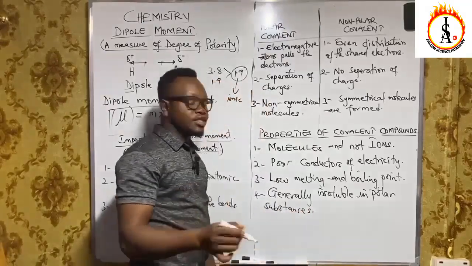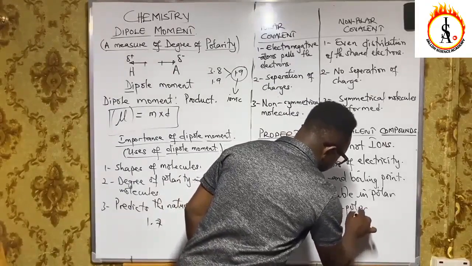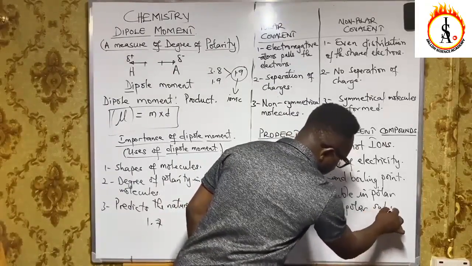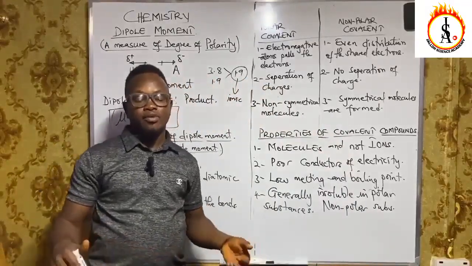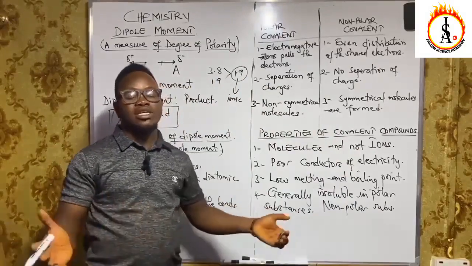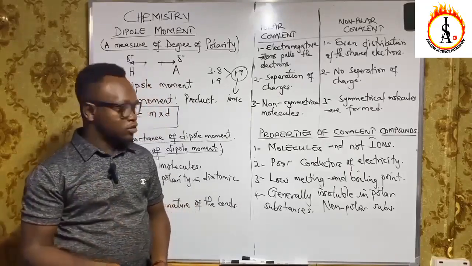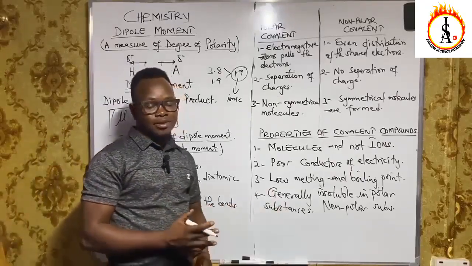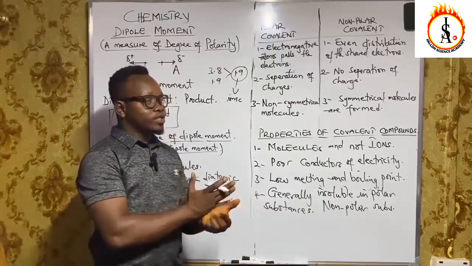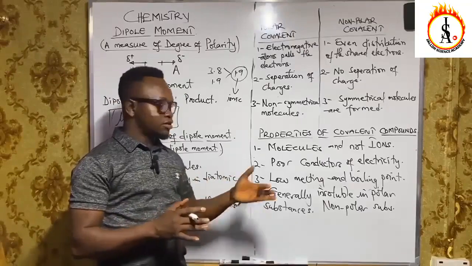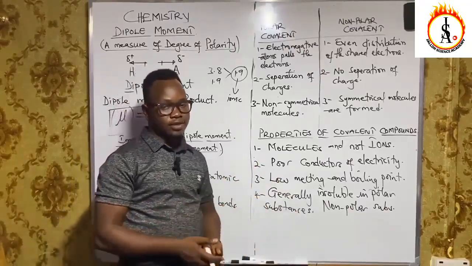Okay, they only dissolve in non-polar substances. An example like benzene, like carbon tetrachloride, like ether, like toluene, like phenol. Okay, so those are substances in which they dissolve, but generally they are insoluble in polar substances. For example, like in water, that is a polar substance, you have the covalent compounds being insoluble in water.